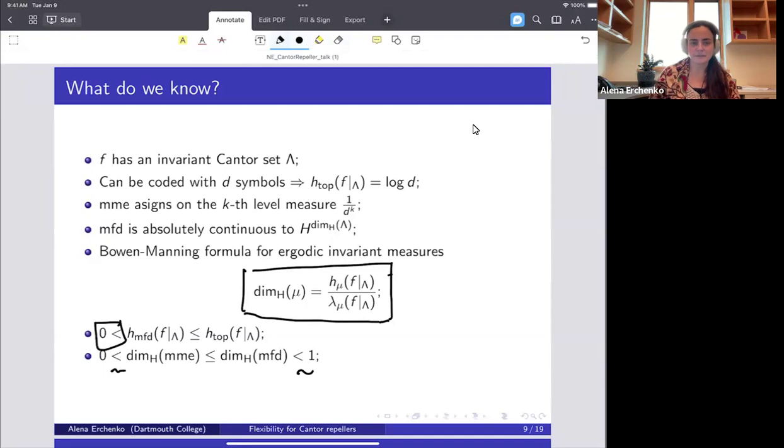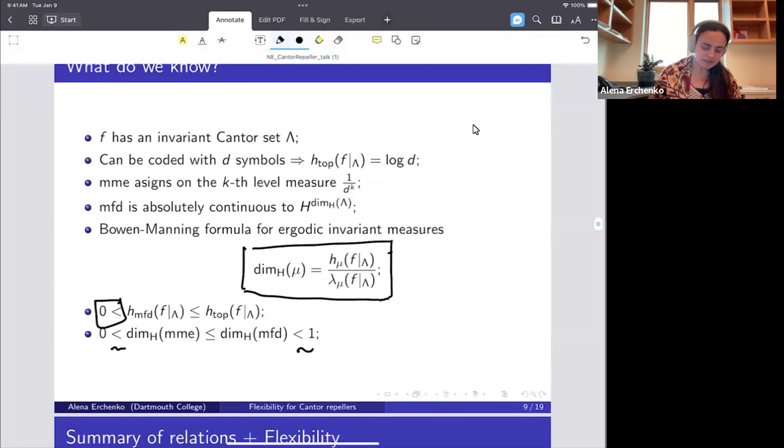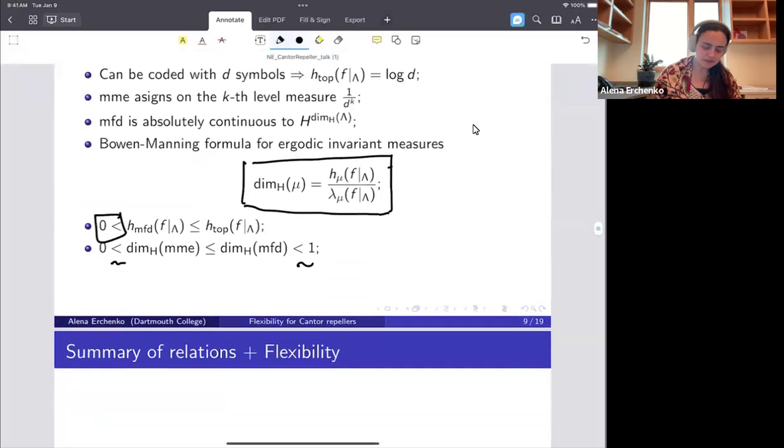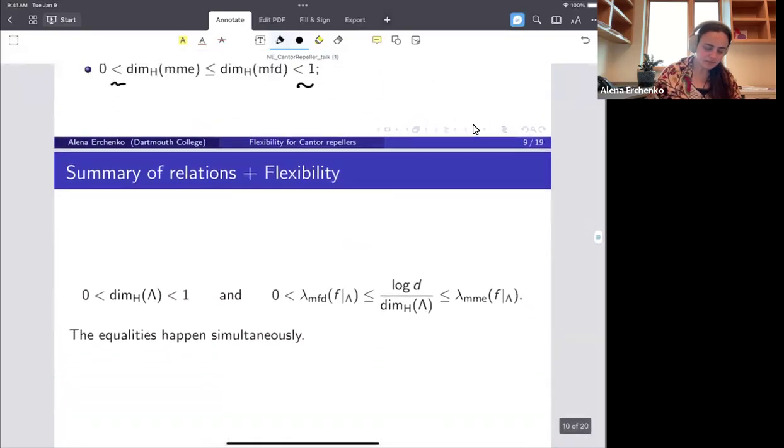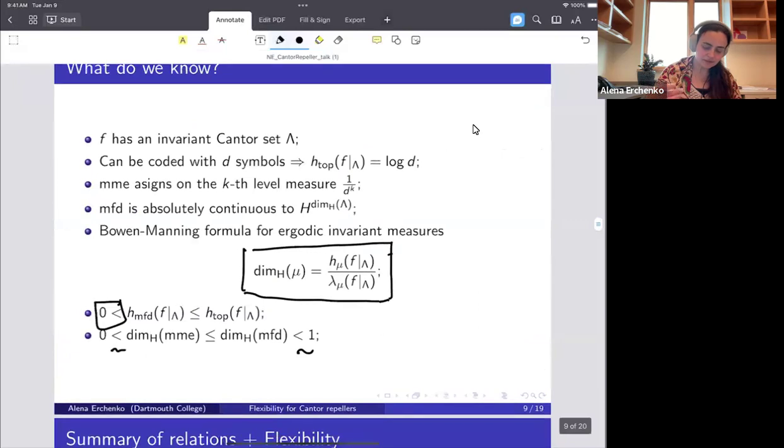So we have those relations, and if we think that we'll only think about this invariant measure of maximum entropy, the measure of full dimension, and all those associated quantities, we can try to ask ourselves what relations do I know, or how freely they vary, right?